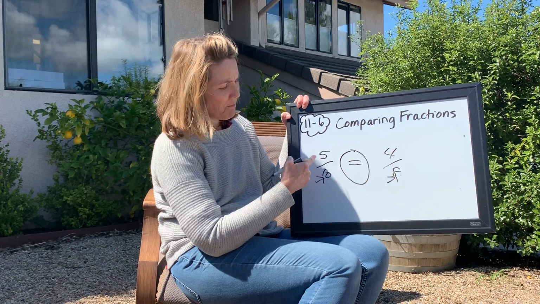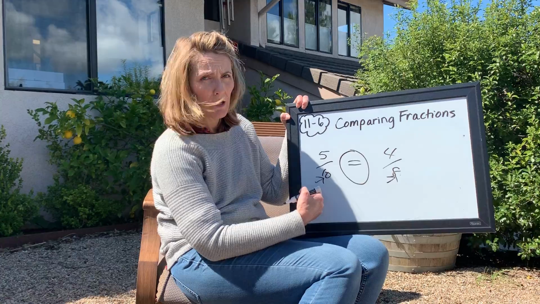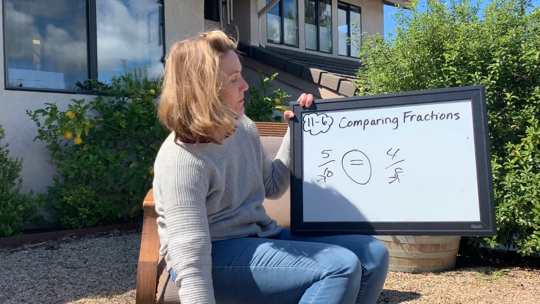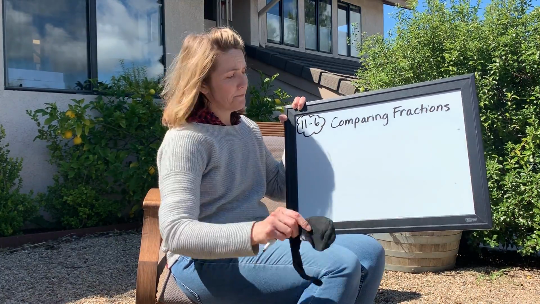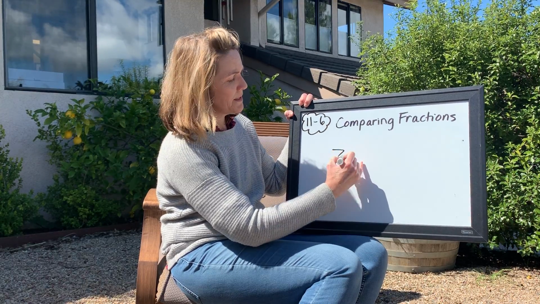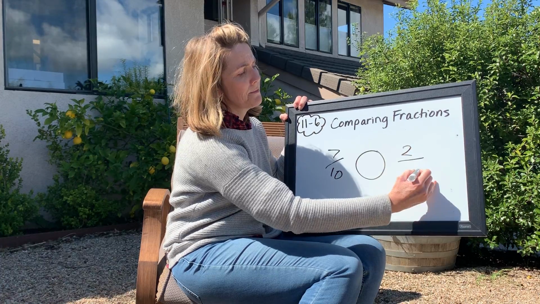So, do I compare the numerators or the denominators? Well, in this case, since the denominators are different, you have to work out some more math before you can just compare the numerators. Correct. So, those are called equals. Let's do something a little bit harder. Let's go 7/10 and 2/5.